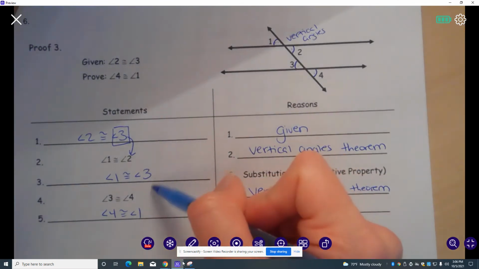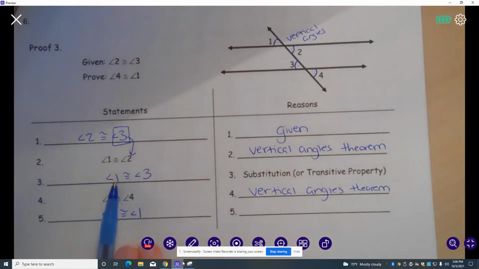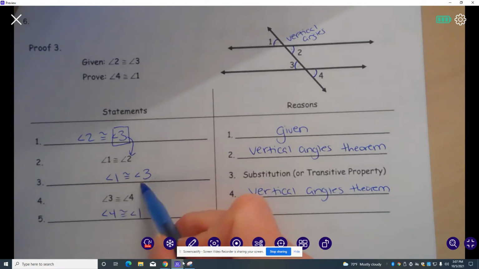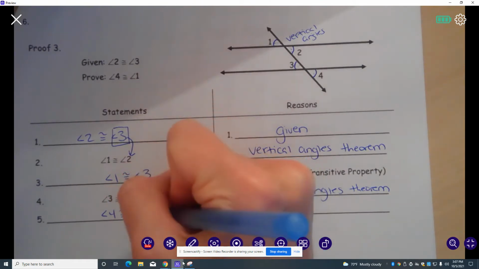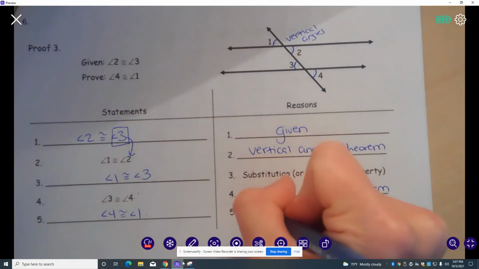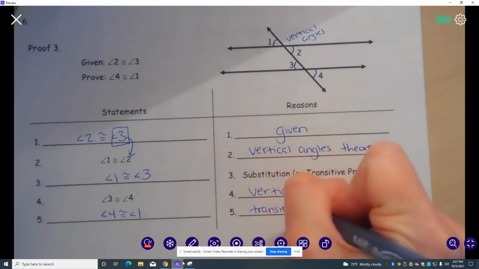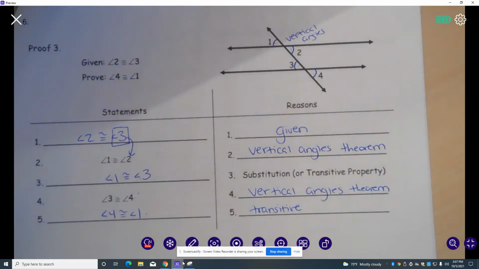Well, if I look up at my two statements here, angle 1 is congruent to angle 3, and angle 3 is also congruent to angle 4. So if angle 3 is congruent to both angle 1 and angle 4, then I know these two must also be congruent to each other. Right? So when I use two congruent statements to come up with my third, I'm using the transitive property. Or again, you could think of this as using substitution.